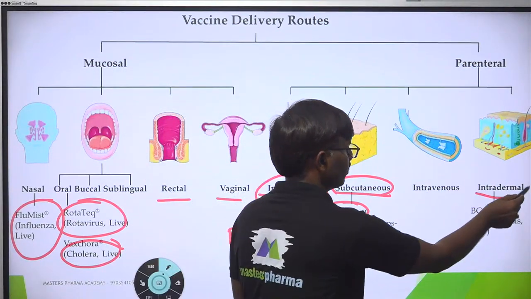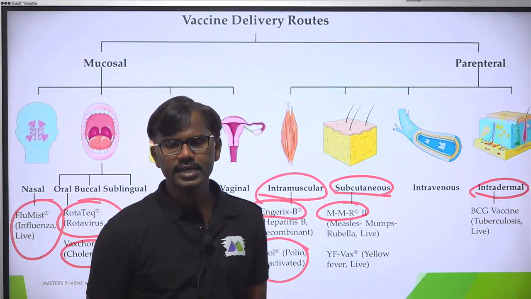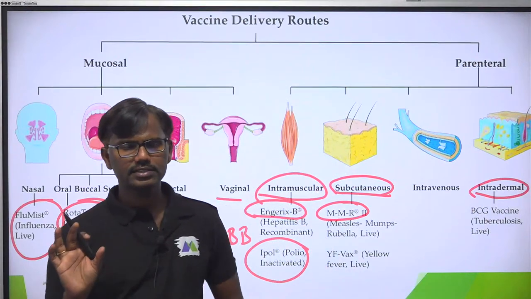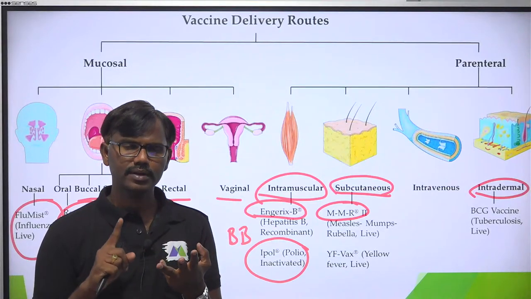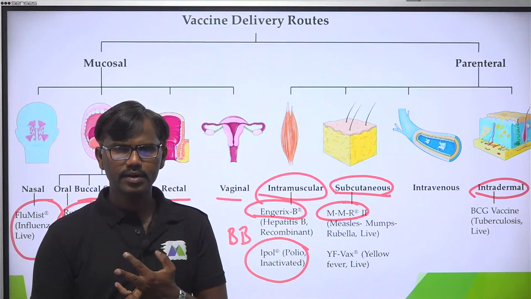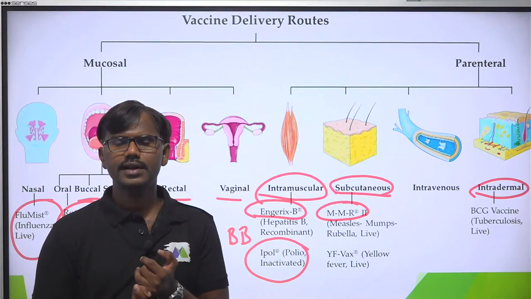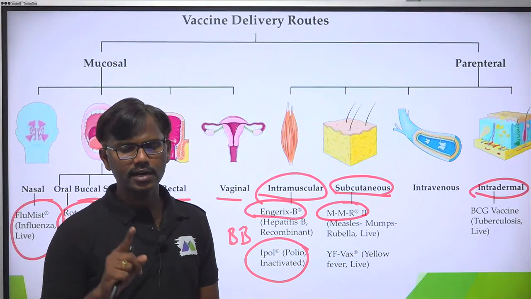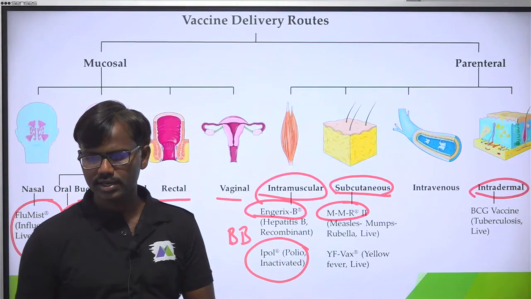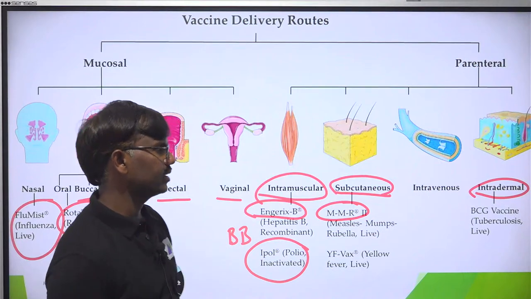The intradermal BCG vaccine is given by the intradermal route. When we say BCG, meaning tuberculosis, you must remember the Lowenstein Jensen medium. And for the BCG vaccine, what is the route? That is intradermal. The intradermal route is very important. Intradermal route, BCG vaccine.